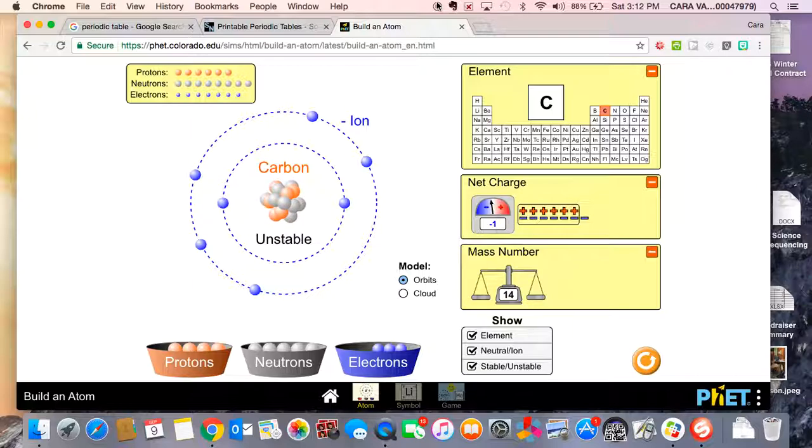And that's the key thing to understand about those three particles at this point, and how they depend upon each other and what roles they play in the atom.